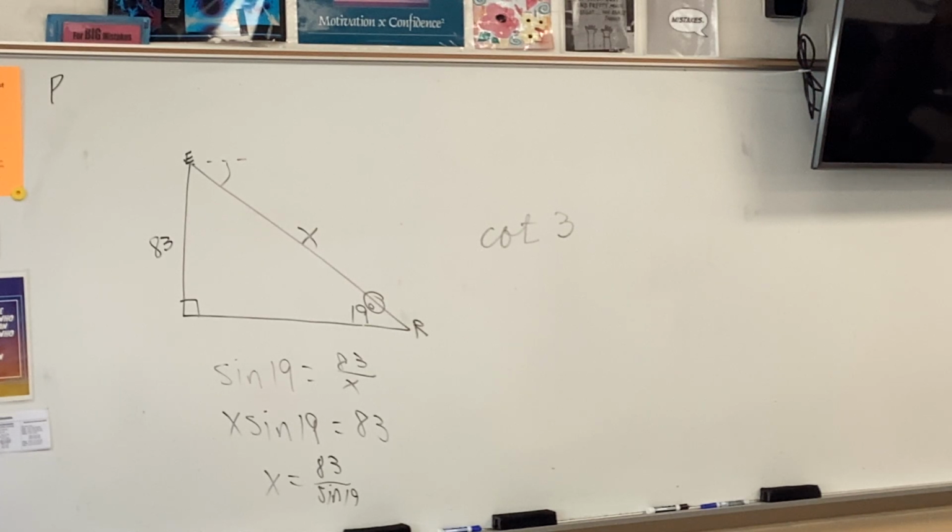So, does that 3 have a degree mark on it? So it is a gradient. So I'm going to change my calculator to gradients. And then 1 divided by tangent 3.